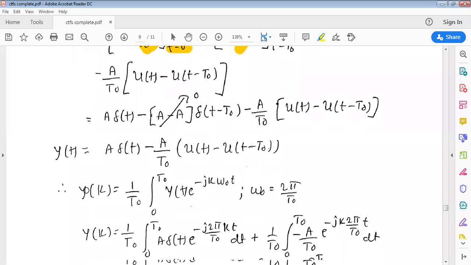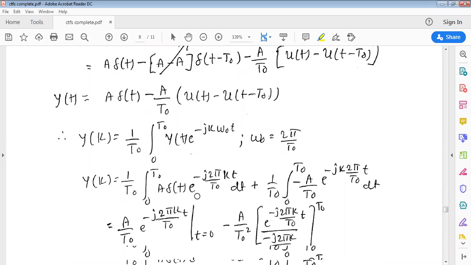How do I get y of k? Y of k is nothing but 1 by t naught integral over a period of t naught, y of t into e power minus jk omega naught t. What is this function? It is a function of Fourier series, to get the Fourier series coefficients. What is your omega naught? Omega naught is equal to 2 pi by t naught. So I'll substitute this one.